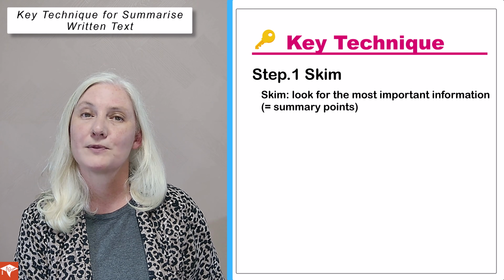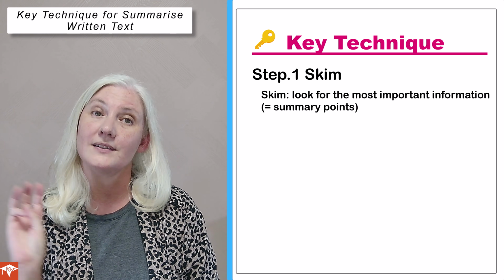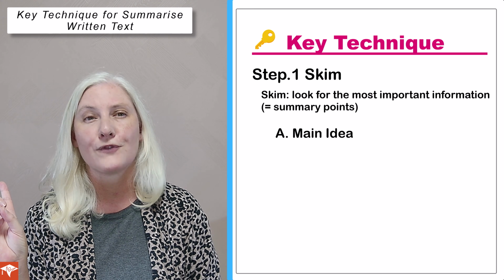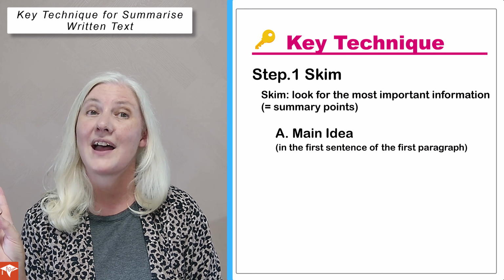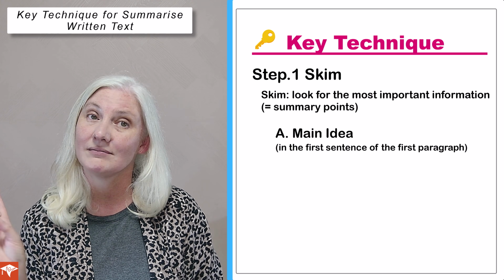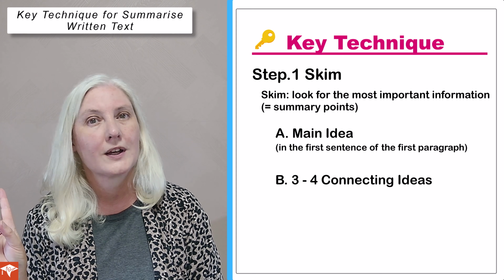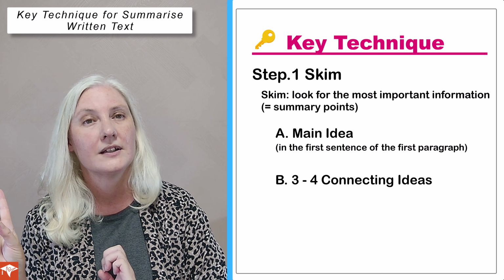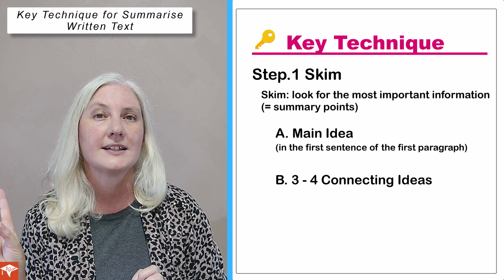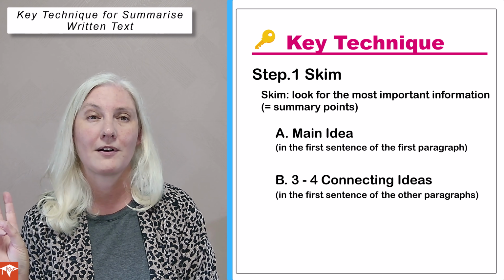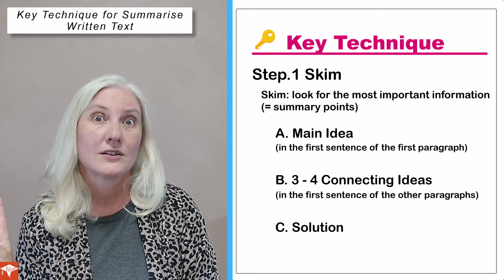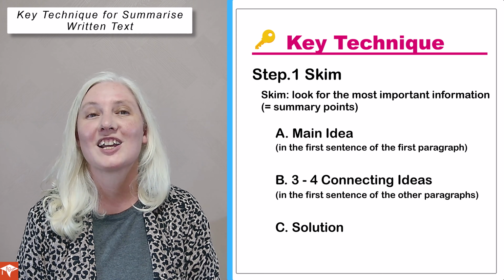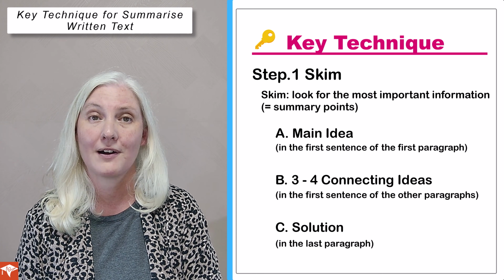To skim Summarize Written Text questions, you need 3 things. A, the main idea. Write the most important part of the first sentence of the first paragraph, and that is your main idea. B, 3 or 4 connecting ideas. These are ideas that connect to the main idea. Generally, you can find the connecting ideas in the first sentences of the other paragraphs. And then C, the solution. It's a solution to the problem of the main idea. Check if there is a solution in the last paragraph.